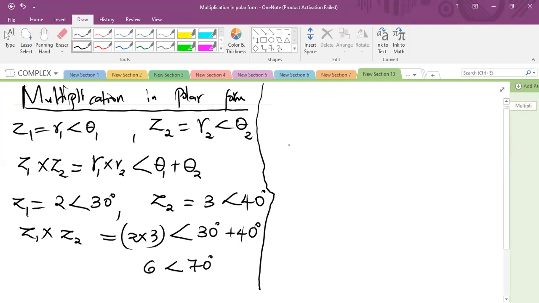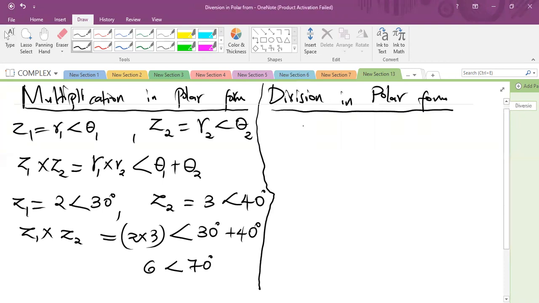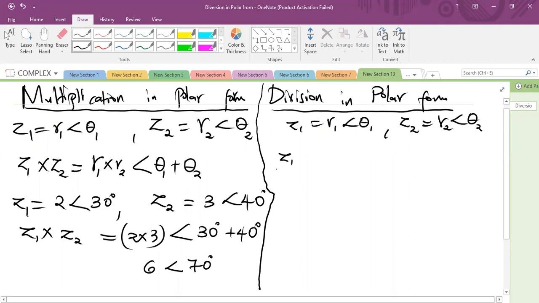And if you're told to divide, division in polar form is given by this: if you have Z1 equal to R1 theta 1, and Z2 equal to R2 theta 2, then Z1 divided by Z2 is the same as dividing the values of R and then subtracting the angles.